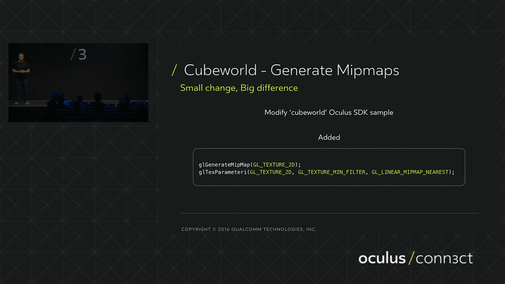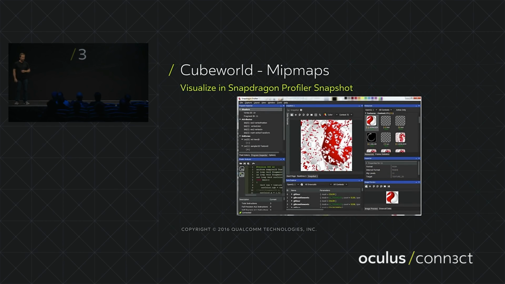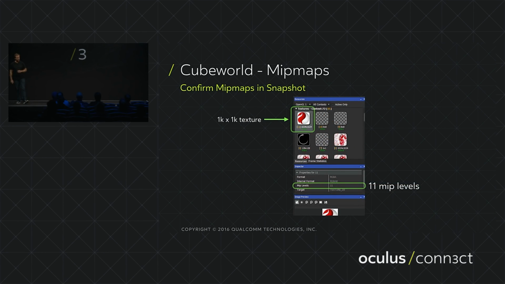So we added our mipmaps in the next case. Took our snapshot. Confirmed again, 1K by 1K texture, but the MIP levels are now 11. So the point here is Snapdragon Profiler can help you confirm that you're getting your mipmaps and other information that you would expect to get from your code.